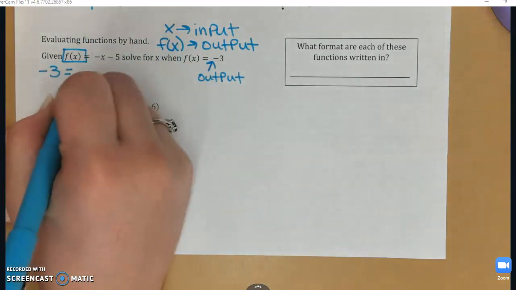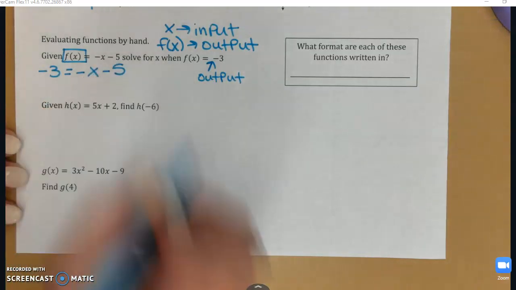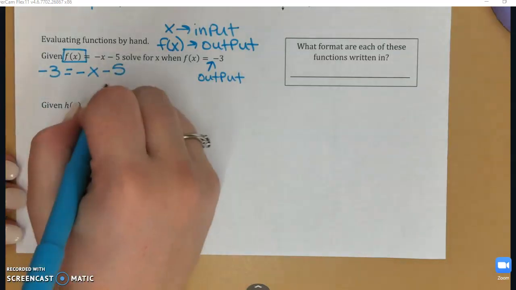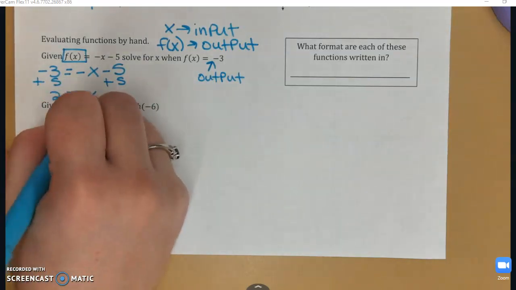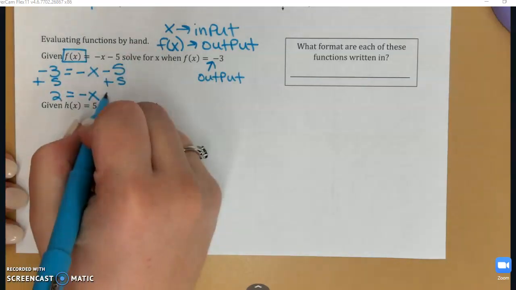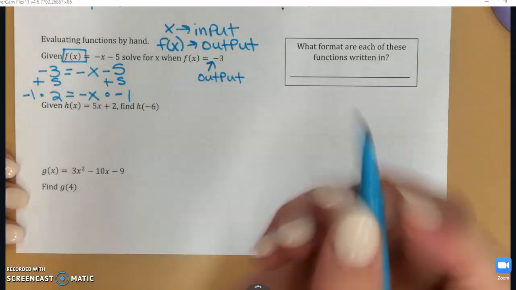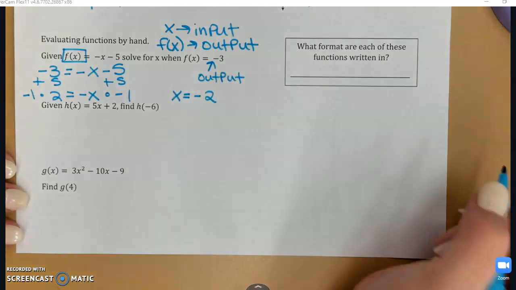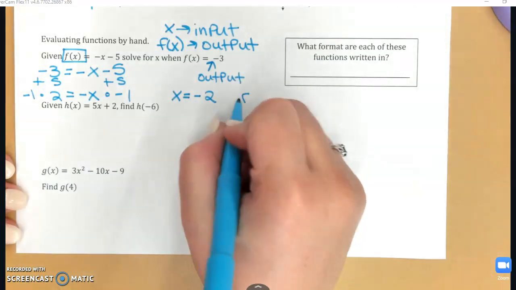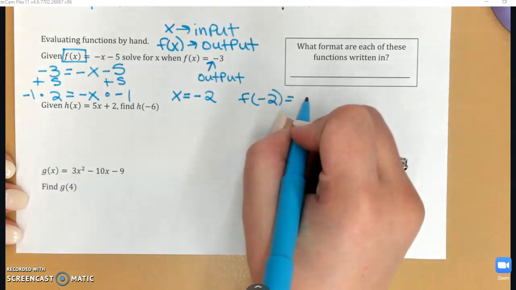So negative 3 equals negative x minus 5. This is just a two-step equation. Order of operations, I have to add first. And then to get rid of that negative, I need to either multiply or divide by negative 1. And so x is negative 2. So what that means is f of negative 2 equals negative 3.